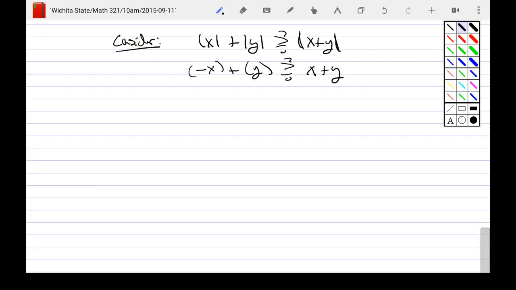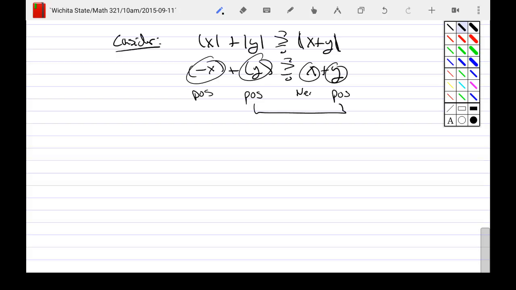Is that true? Look at the left. What is this number? Positive. What is this number? Positive. What is this number? Positive, and those are the same number, right? What is this number? Negative. What is going on?